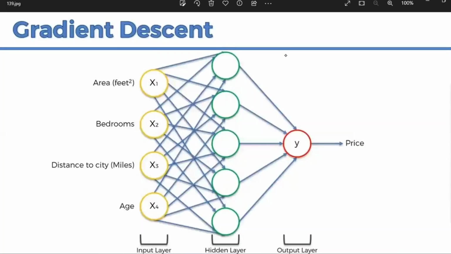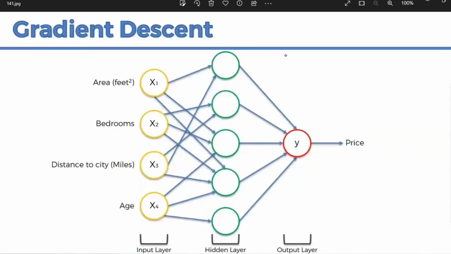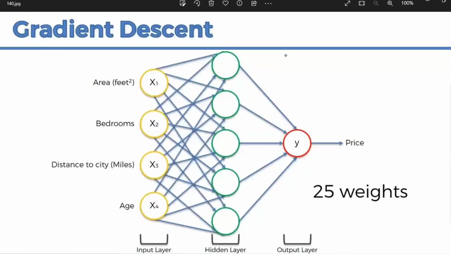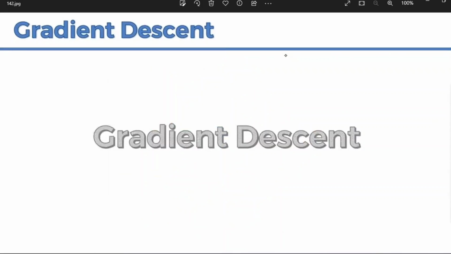Now here, whatever the neural network is there, a total of 25 weights are there. 4 into 5, 20, 5 into 1, 5. Total 20 plus 5, 25 weights have to be updated every time. And if you use the dropout function, some of the things will be dropped. Otherwise, everything is connected. Dropout is used in order to reduce overfitting. Some of them will be dropped randomly.